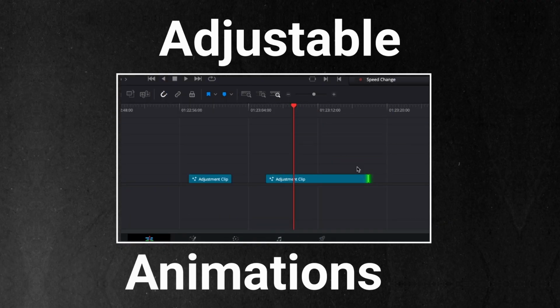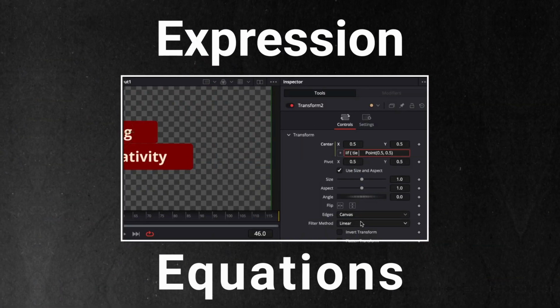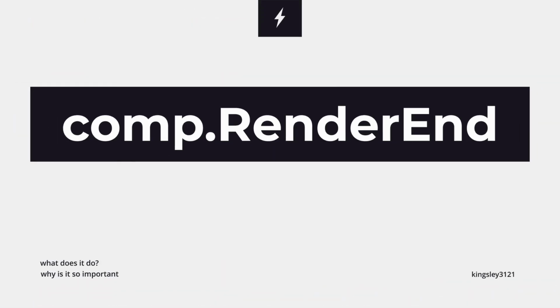Ever wondered how to create perfectly adjustable animations using expressions? In my last video, I broke down the numbers behind an expression's equations. And part of that was comp.RenderEnd. But what exactly does it do and why is it so important? In this video, I'm going to break it all down and show you how to use it effectively.